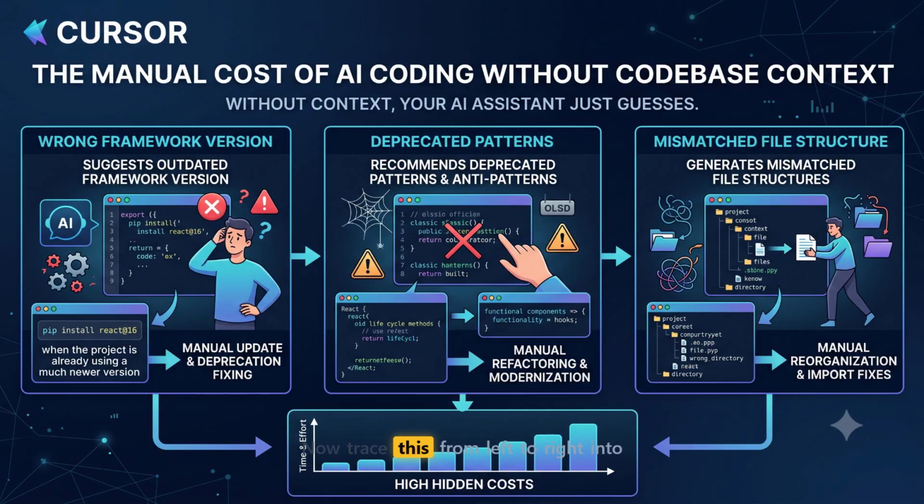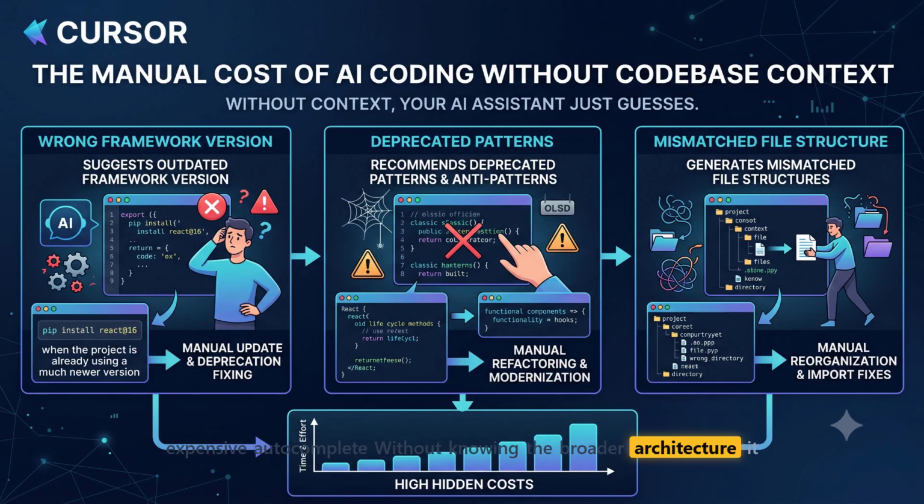Now, trace this from left to right into the middle panel. Because the problem compounds, it is not just about versions, it is the sheer volume of deprecated patterns it feeds you. You think you are saving time by copying and pasting a massive chunk of a single file into the chat box, assuming that is enough context for it to be thorough, but it is not. You are actually just getting expensive autocomplete without knowing the broader architecture.